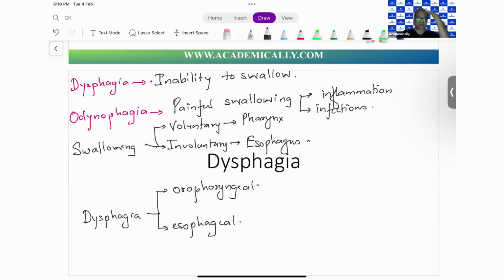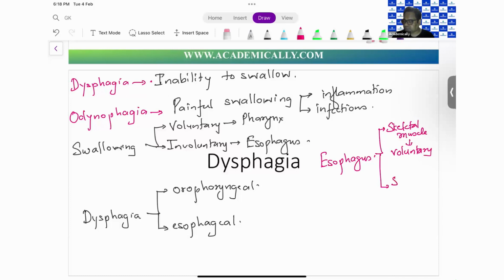Once it is in the esophagus, the bolus of food is going to go down. You don't have much control over it. If you look at the esophagus, there are two types of muscles that it has: skeletal muscle, which is voluntary, and the other type of muscle, the smooth muscle, which is involuntary.